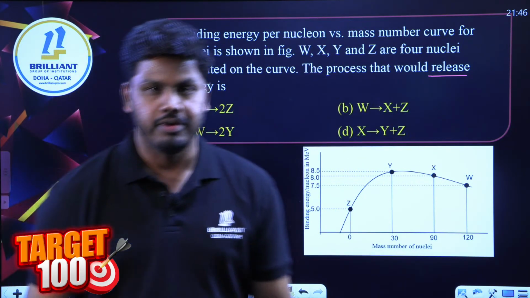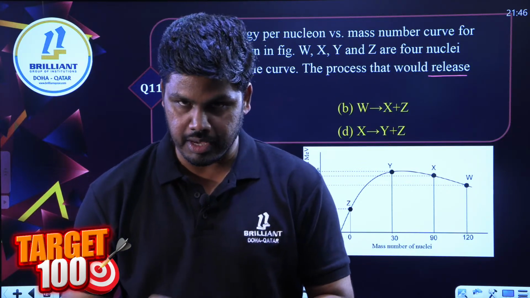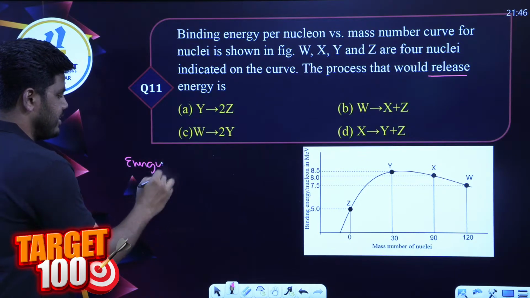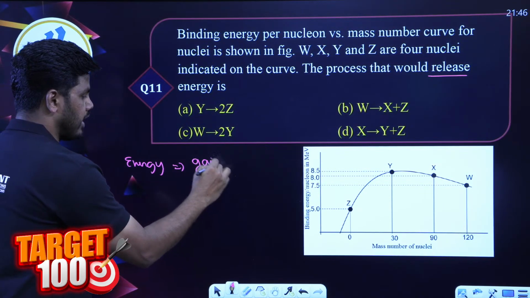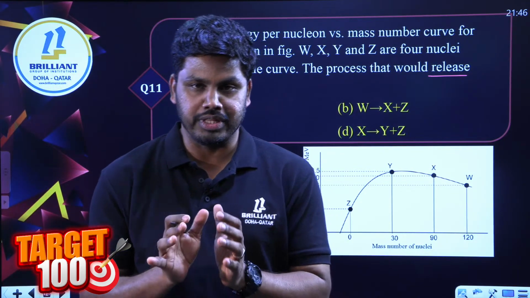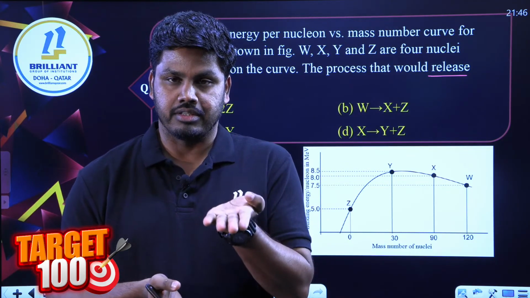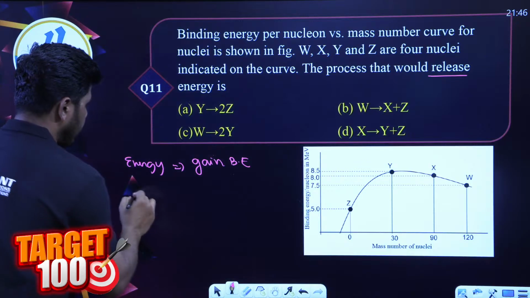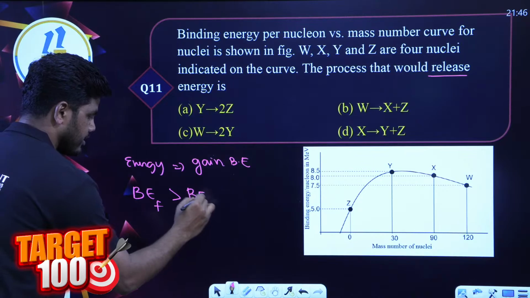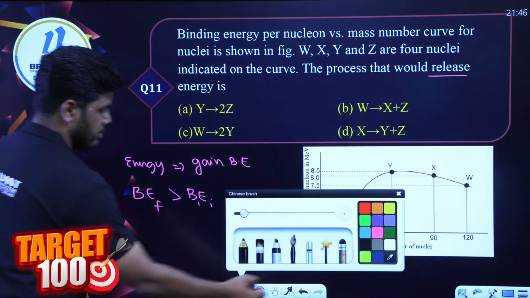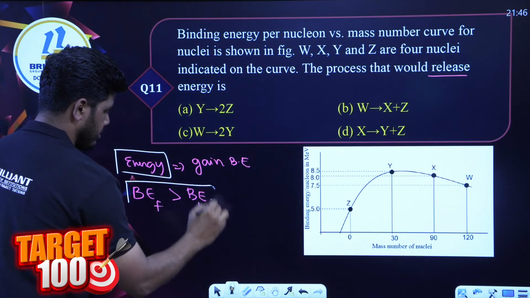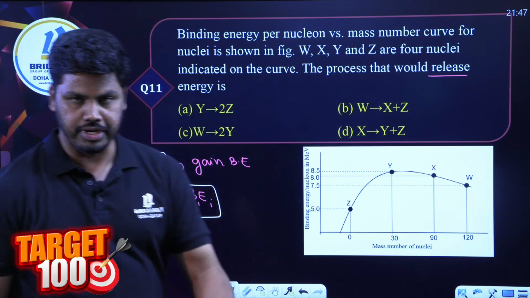I told you just before, when will energy be released during a process? Energy released is actually gain in binding energy. There should be a gain in binding energy during that process. Binding energy should be more. That means binding energy final should be greater than binding energy initial. That is a condition, right? Then only there will be release of energy. Binding energy final should be greater than binding energy initial.